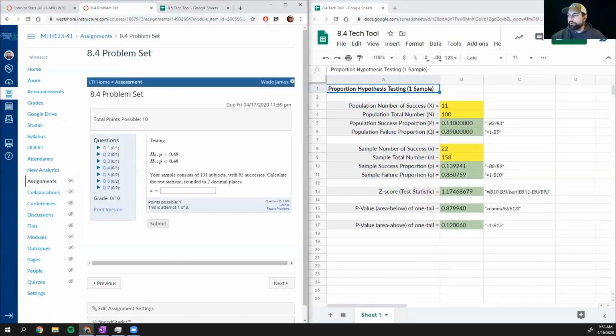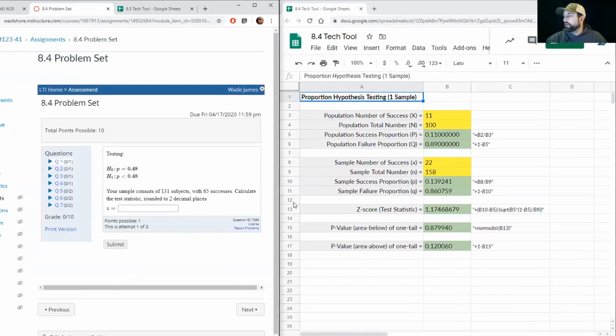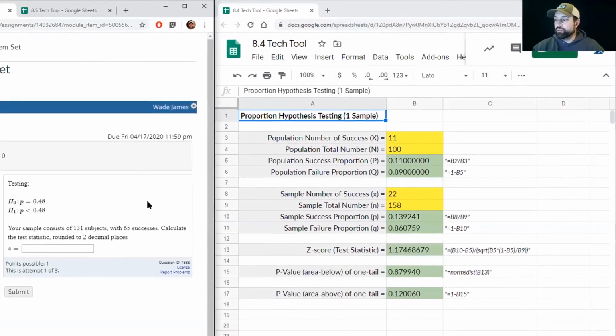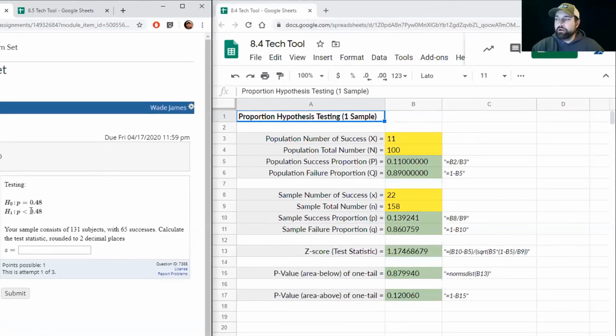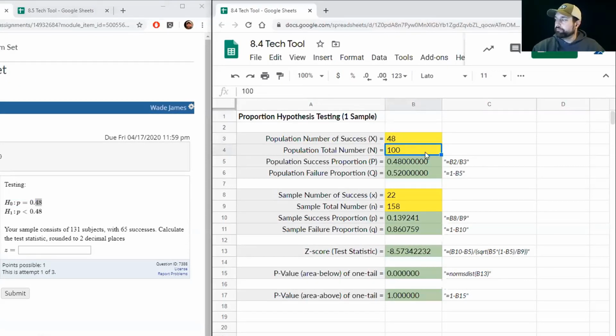Okay, so here's the 8.4 homework, and the first couple problems on 8.4 homework just ask you to find the z-score. And this is the 8.4 tech tool. So here you can see our null hypothesis is 0.48. So I'm going to type in 48 divided by 100. So that gives me my population p-value of 0.48.